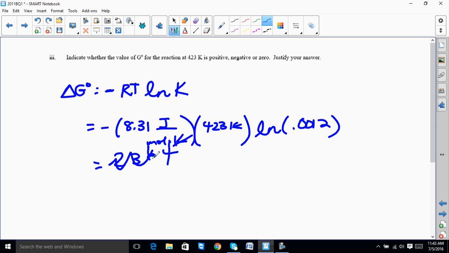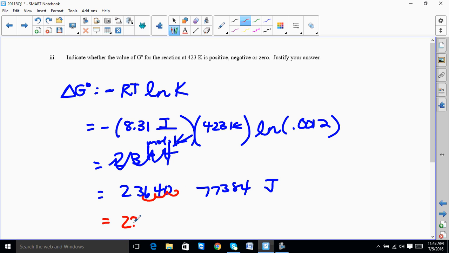23,640 joules, or if you prefer, sorry, I only get two sig figs, 24 kilojoules, but it's positive 24. So what is the answer? Positive. They don't even want to know the answer, they just want to know positive.